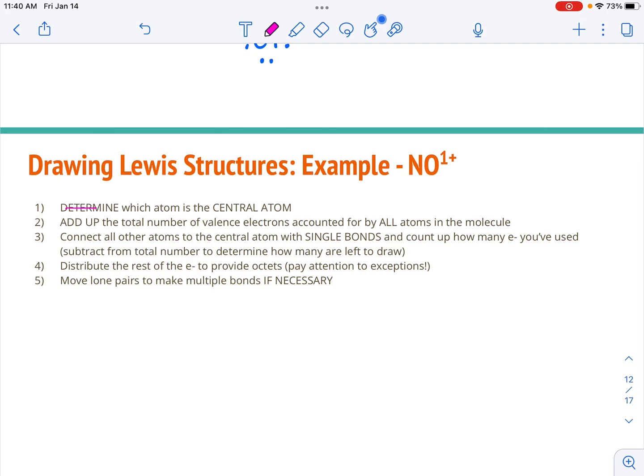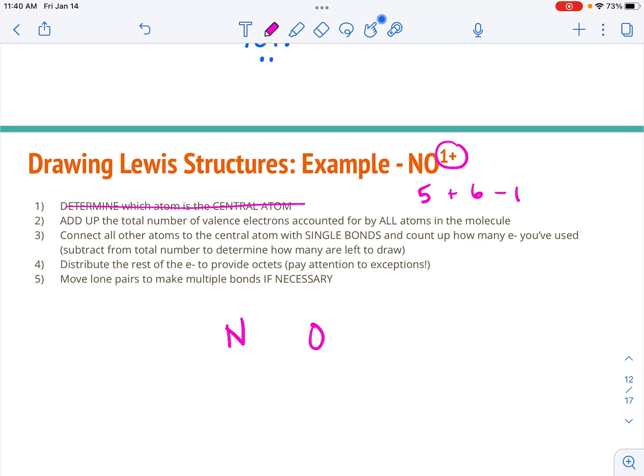NO+. Now there is no central atom, so I don't need to worry about that. There are only 2 atoms. They're going to just be set up as such with bonds between them. I'm going to count my electrons. So nitrogen is group 5 with 5 electrons. Oxygen is group 6. And then this positive 1 charge means that together they lost an electron, so I'm subtracting 1, and that gives me a total of 10 valence electrons to draw.